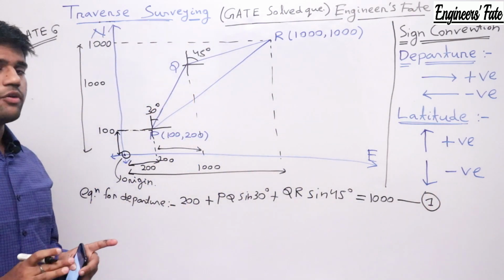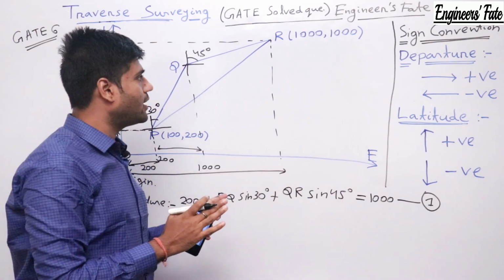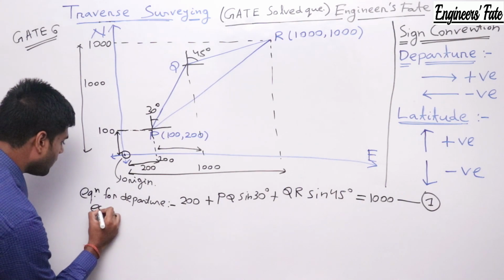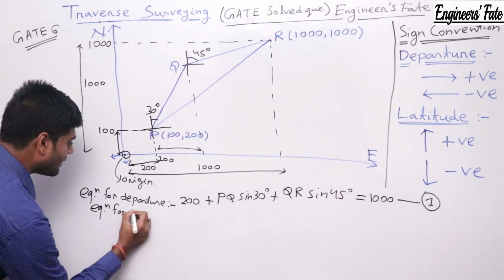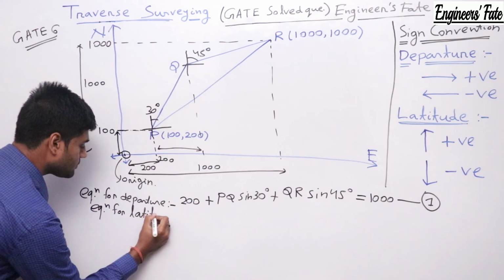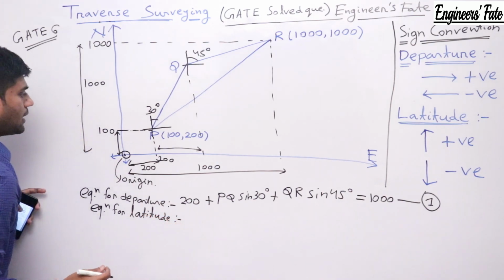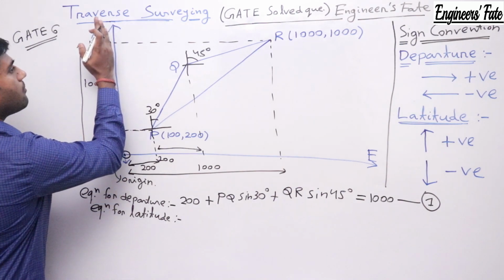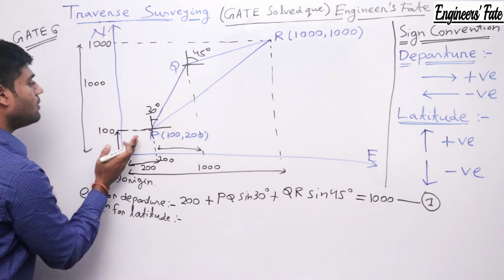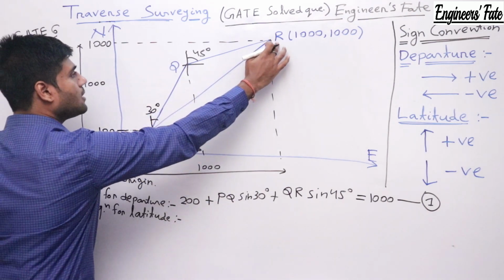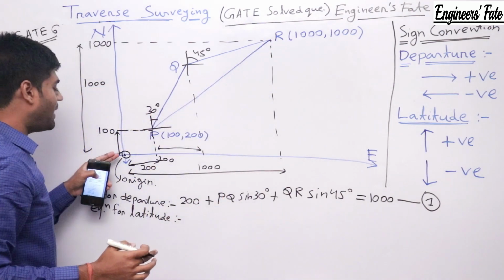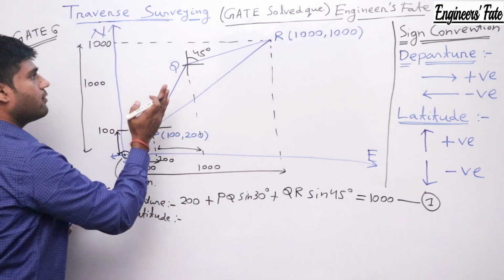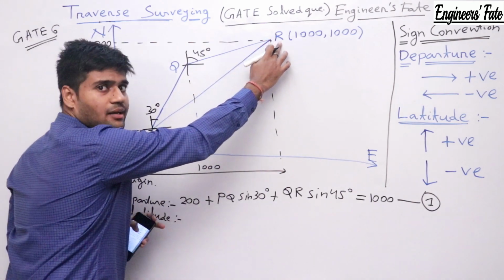I hope you understand this thing. This is a very important concept. Similarly, I can write the equation for latitude. Now I was at origin. Now I will move above and I will move in the direction and I have to reach point R only. Okay, I am at origin. I will travel to point R. So I have to move above to get at point R.